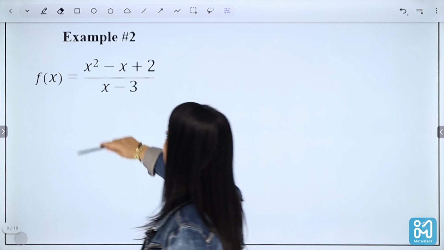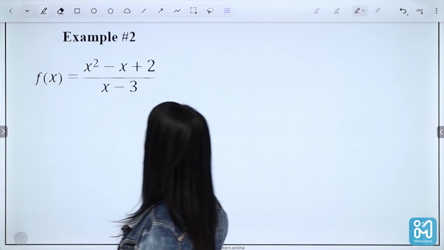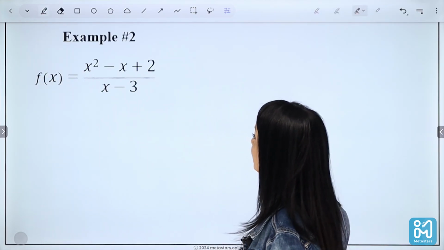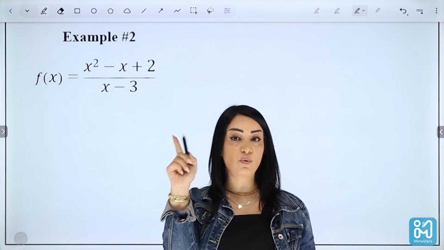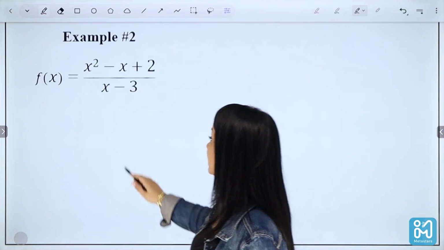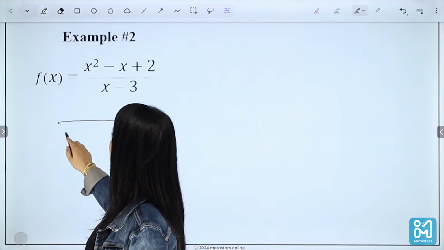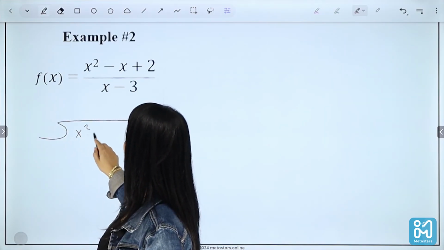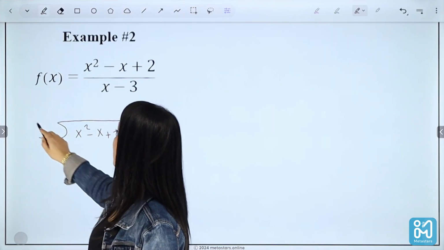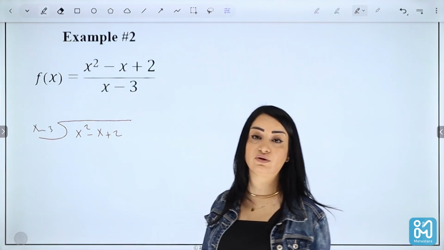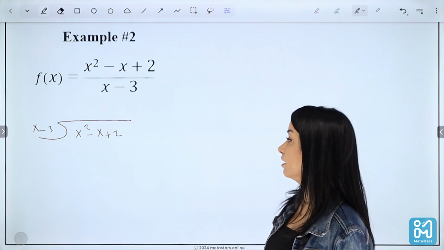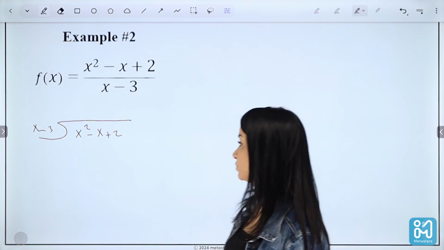Now let's do this example: (x² − x + 2) over (x − 3). Since the degree of the numerator is more than the degree of the denominator by 1, of course it's going to be a slant asymptote, a linear one. So let's find that. You can pause the video and try to solve this, then check it with our solution.